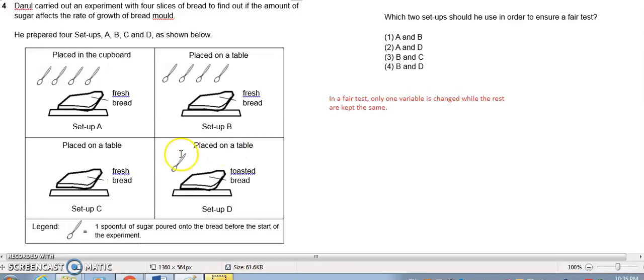So if we look at the 4 setups, the bread used is fresh bread and toasted bread. But for a fair experiment, the bread used must be the same. So setup D is out because toasted bread is being used. So we have between setups A, B and C to choose from.